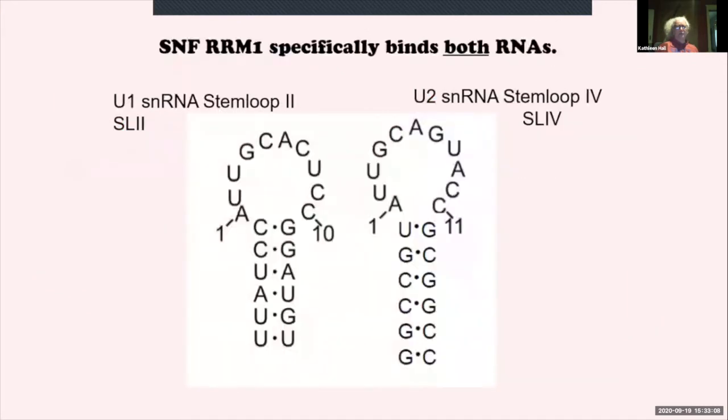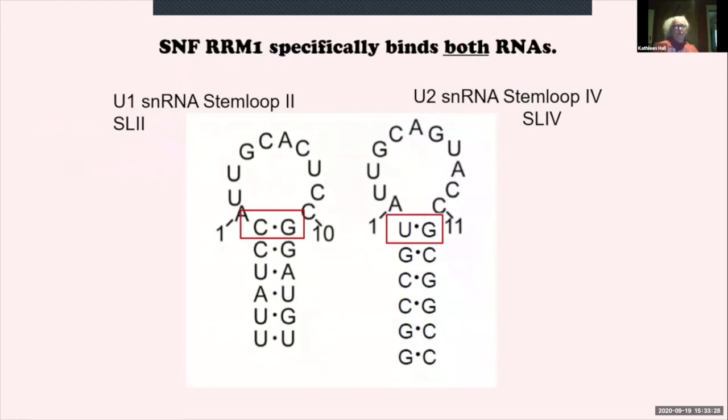So the RNAs that it binds are shown here. One is from the U1 SNRP and one is from the U2 SNRP. And you can see that these are hairpins. The part of the RNA that gets bound is really the hairpin part.